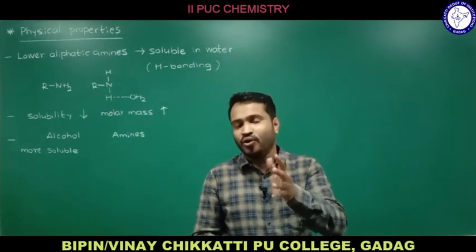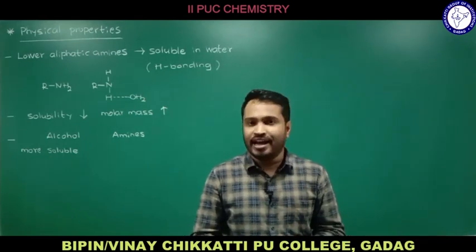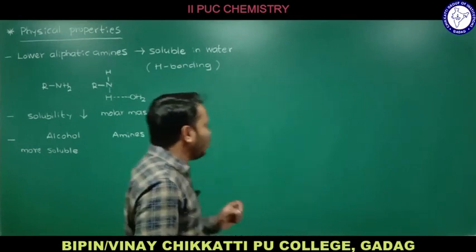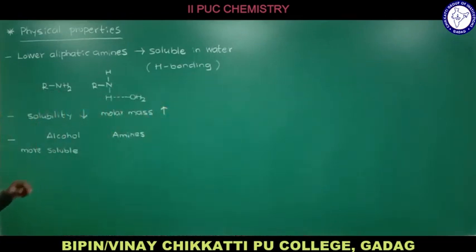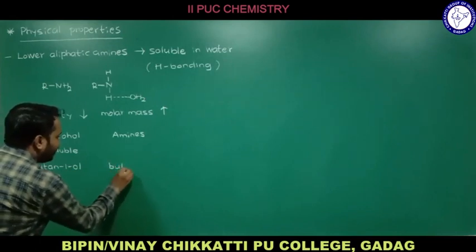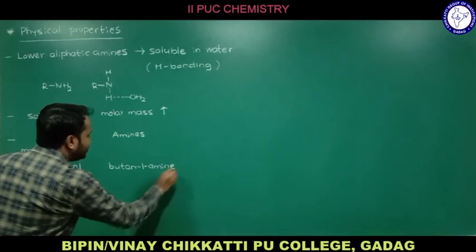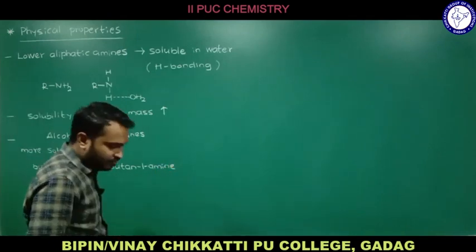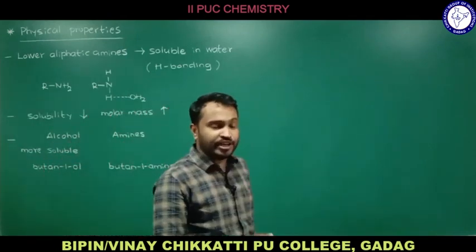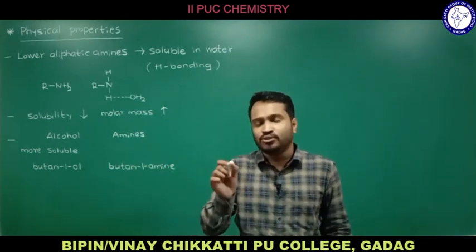Since they are polar in nature, they are more soluble in water, again due to hydrogen bonding. So remember that alcohols are more soluble when compared to amines. If you consider an example of butan-1-ol and one more example of an amine, that is butan-1-amine, which one is more soluble? The first compound, butan-1-ol, belongs to alcohols, and this example belongs to amines. Both are soluble in water.